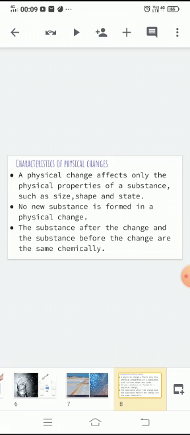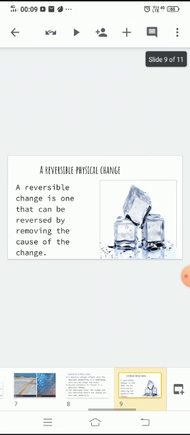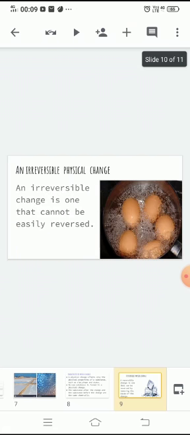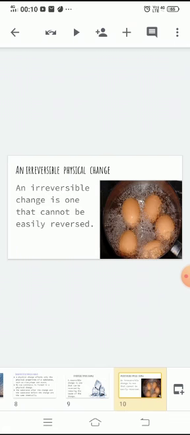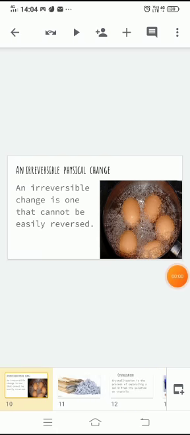A physical change can be either reversible or irreversible. A reversible change is one that can be reversed by removing the cause of the change. Second one, an irreversible physical change. An irreversible change is one that cannot be easily reversed. Boiled egg is an example for irreversible physical change.